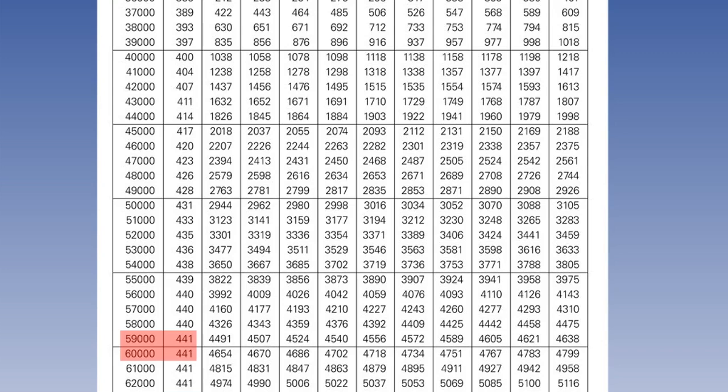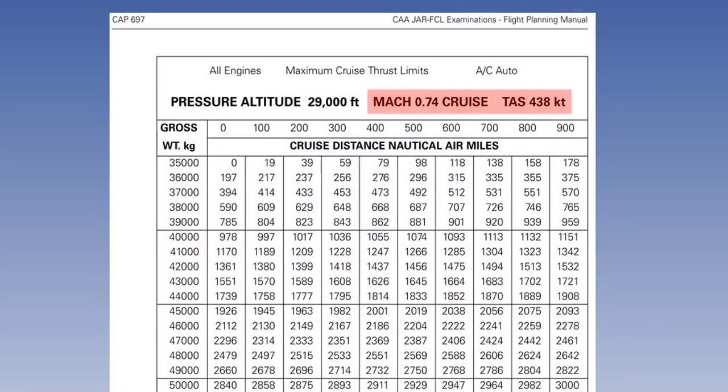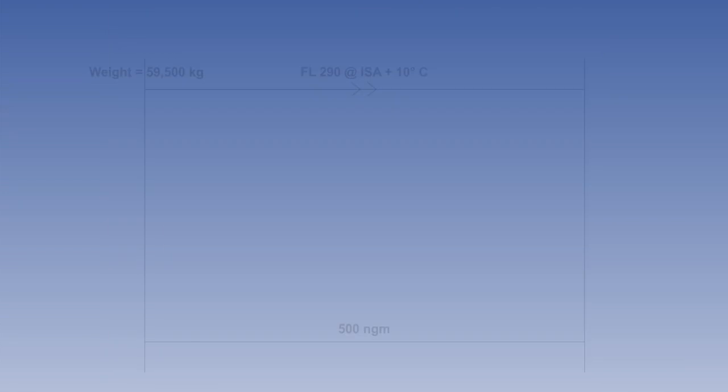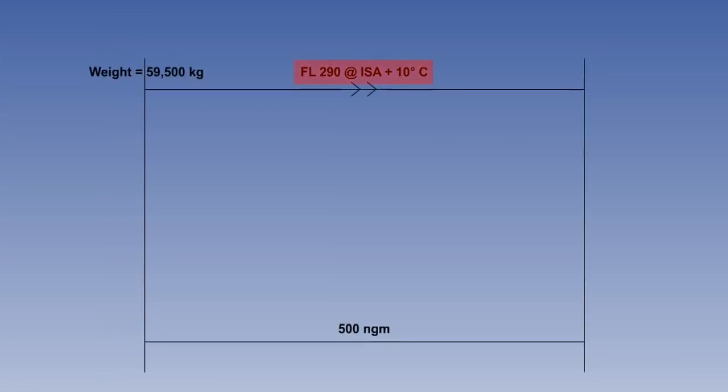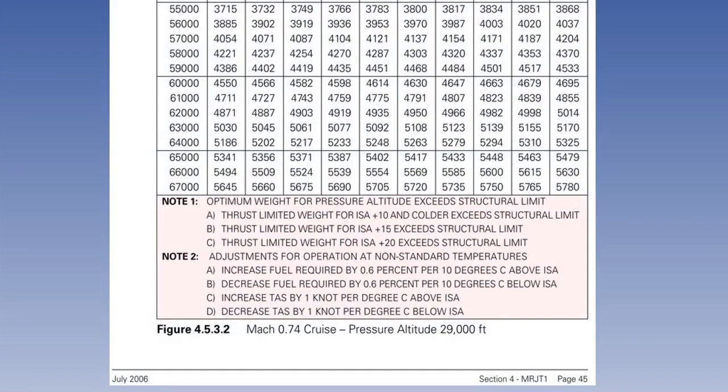Notice, however, that this change of TAS with weight applies only to long-range cruise. If it had been for a 0.74 Mach cruise, for instance, the TAS would not change, and it is given near the top of the table. Our EASA TAS is 441, but we are at EASA plus 10. At the foot of each of the cruise tables are two notes.